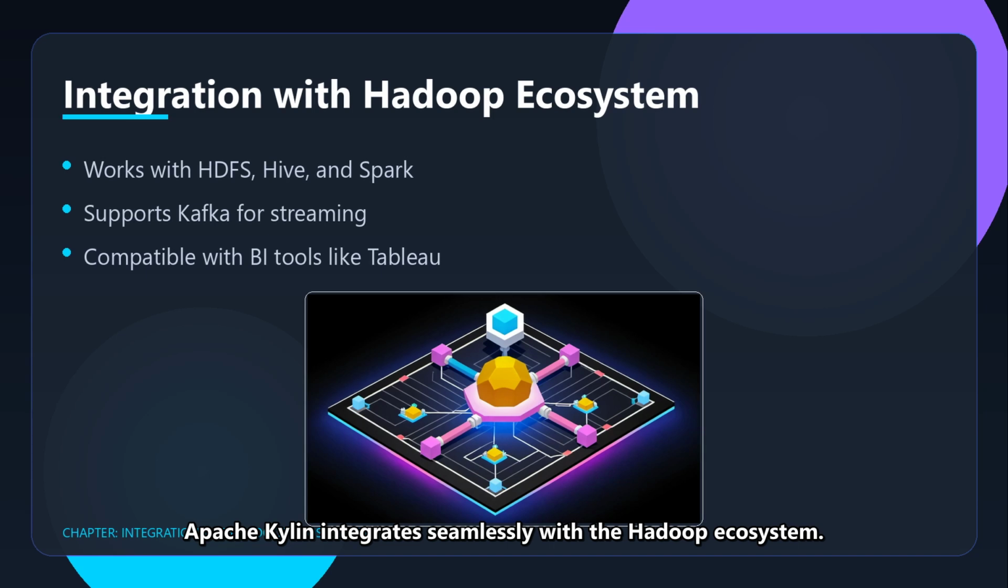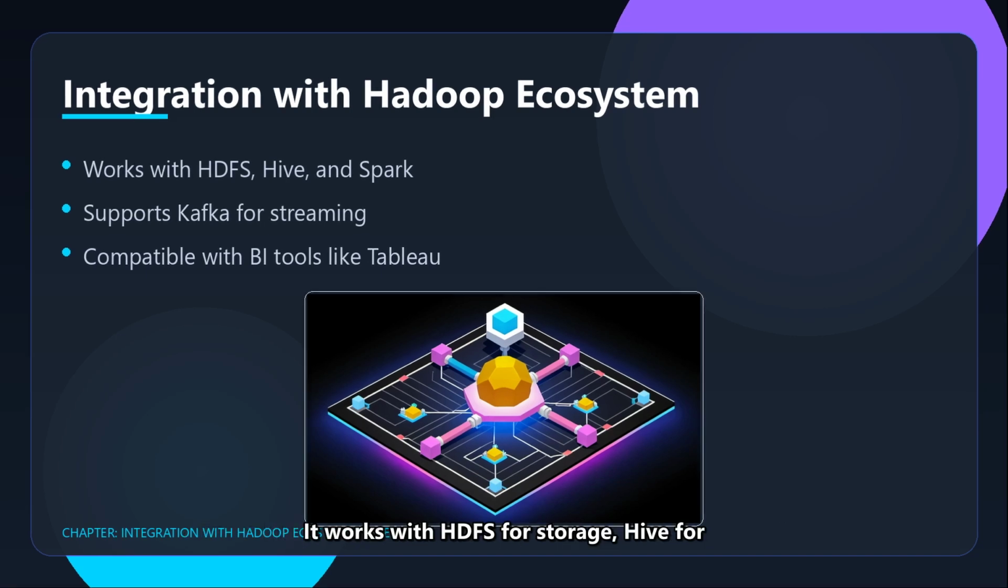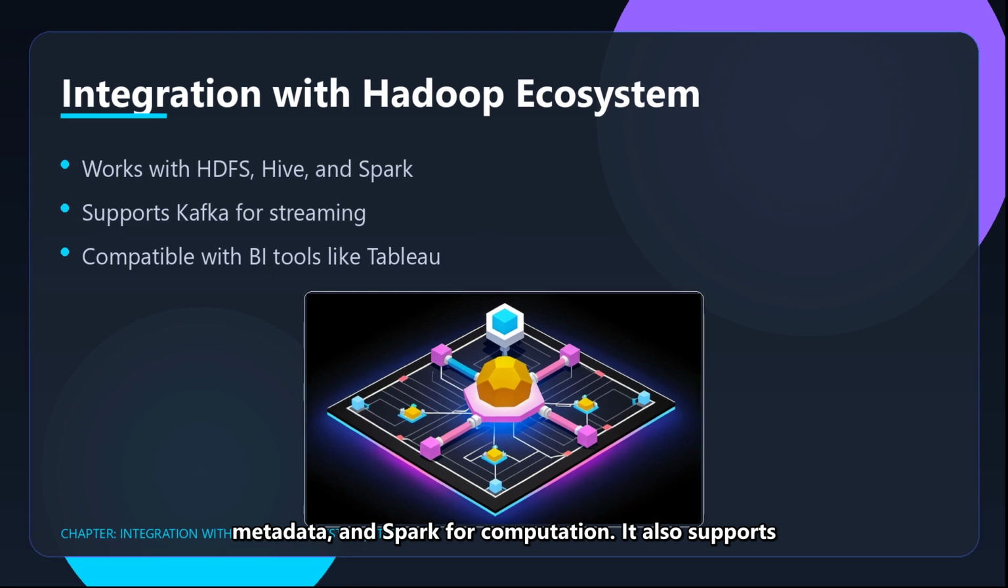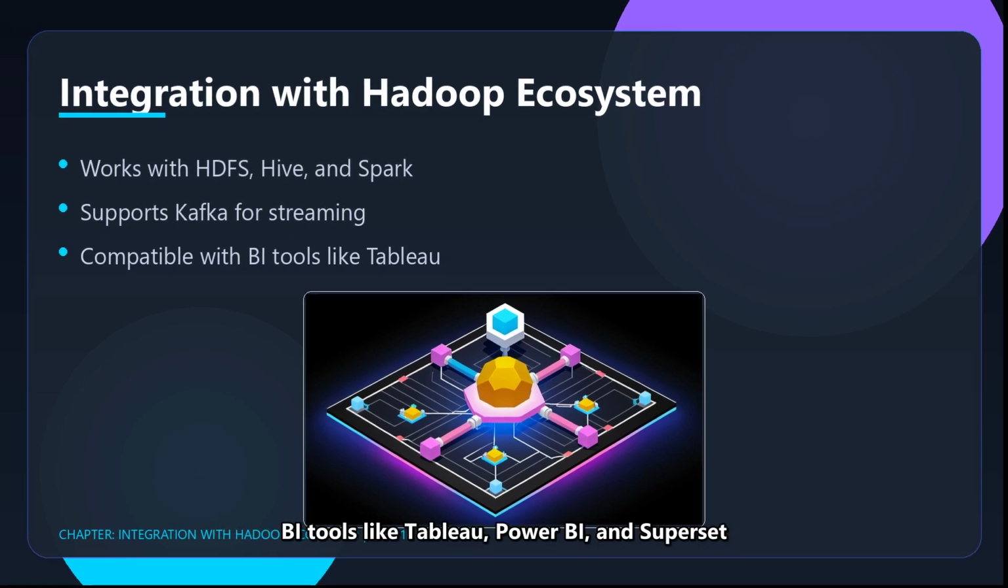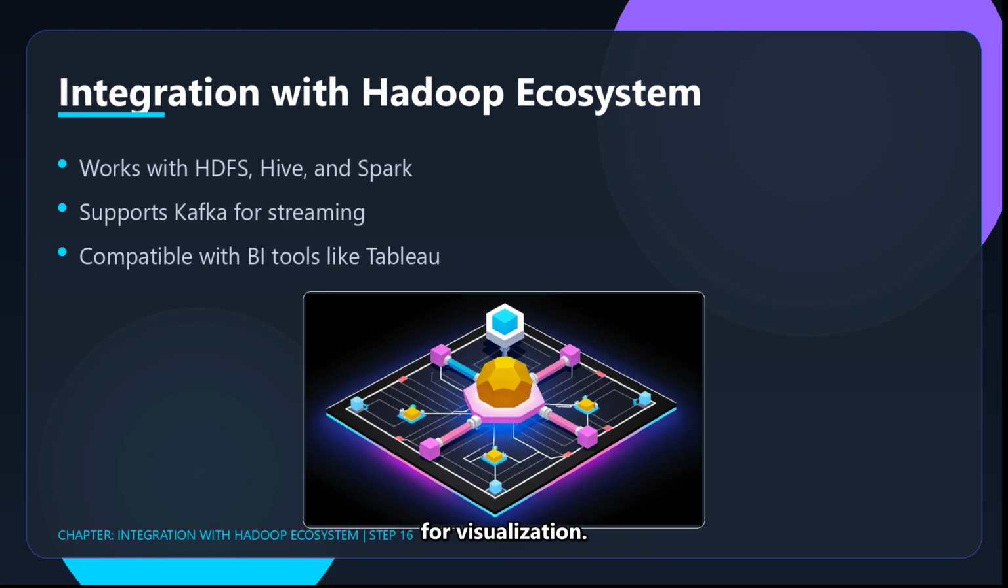Apache Kylin integrates seamlessly with the Hadoop ecosystem. It works with HDFS for storage, Hive for metadata, and Spark for computation. It also supports Kafka for real-time ingestion and integrates with popular BI tools like Tableau, Power BI, and Superset for visualization.